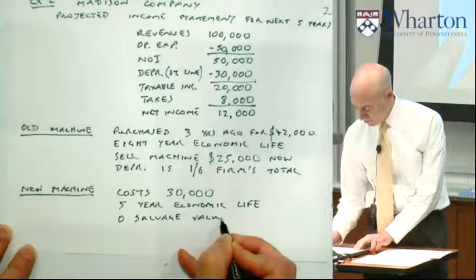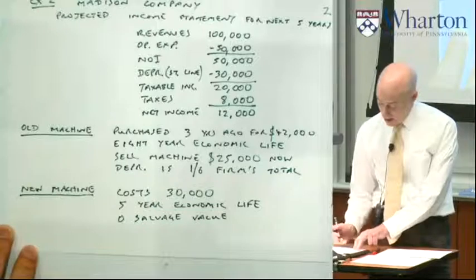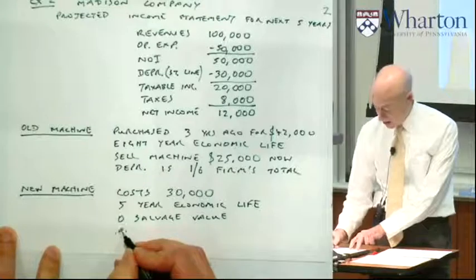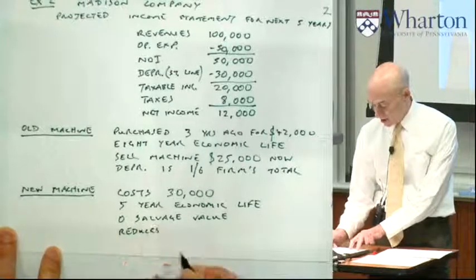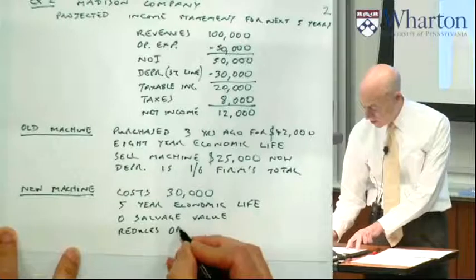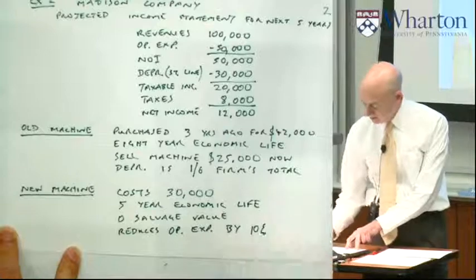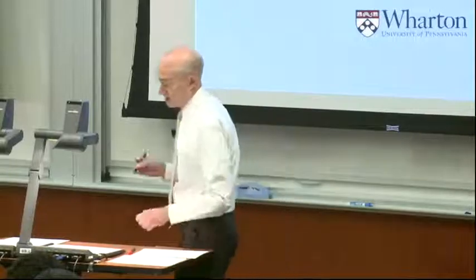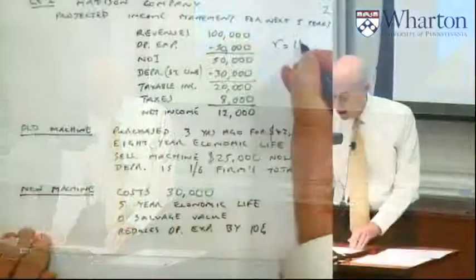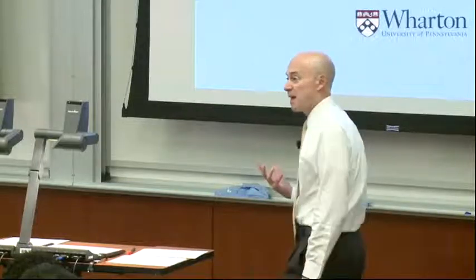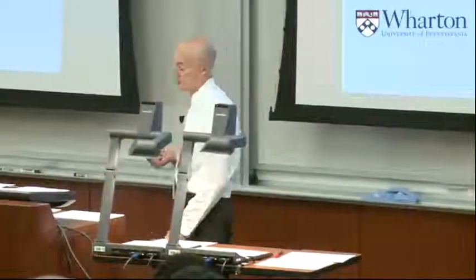And the whole point of buying it is that it's actually a lower cost machine. It's a newer technology, and so it reduces the operating expenses by 10%. The question is, if we have a 16% discount rate, is this a project which creates value for shareholders? Are they better off if the firm does this project?